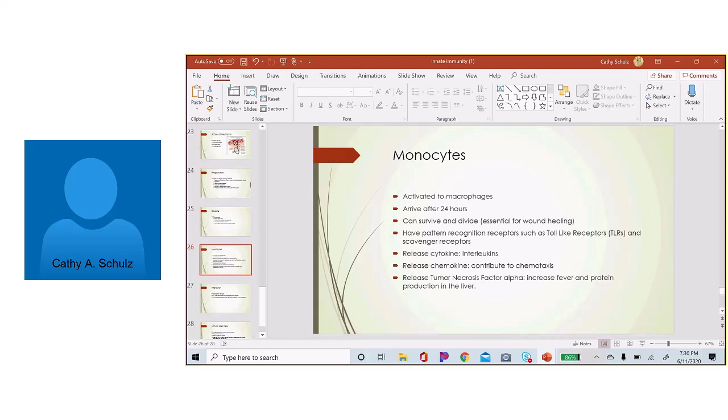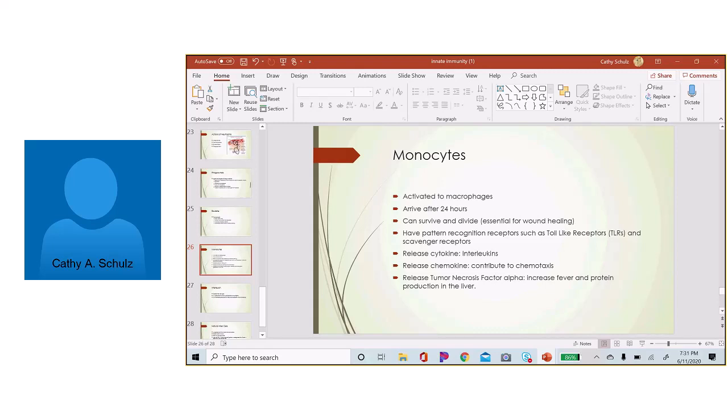The monocytes are the second line of innate immune cells to arrive, and they will survive and divide. So the neutrophils, oftentimes people use military references when talking about the innate immune system. The neutrophils are sort of like the first line troops, kind of like the pawns in a chess game. They kind of give their lives to the cause. The monocytes, which are activated to macrophages, come later, and they are there to do a more selective cleanup because they will survive and divide.